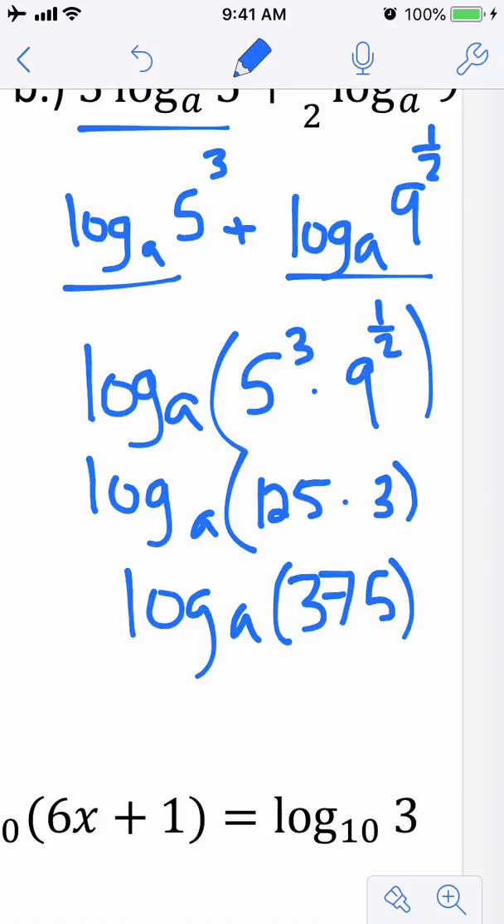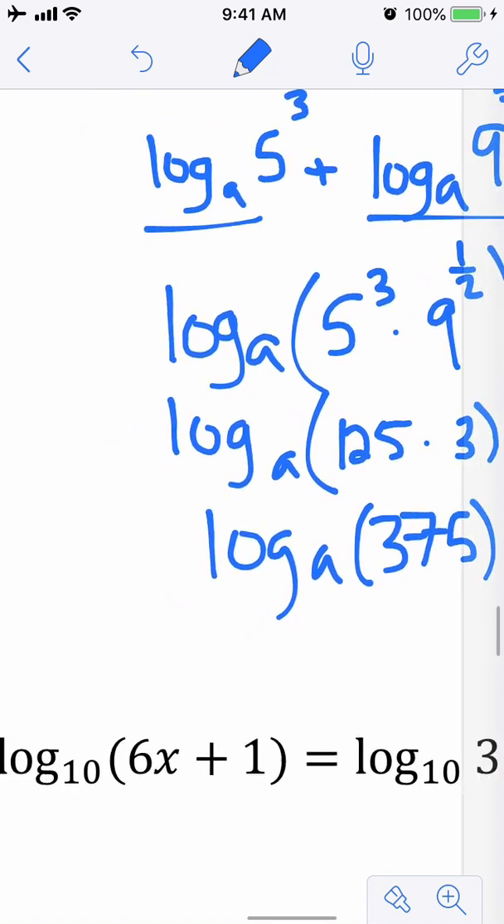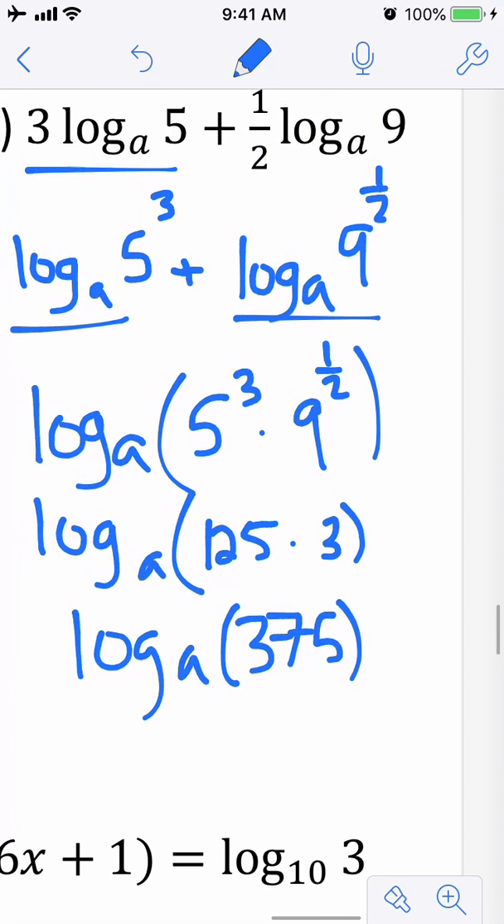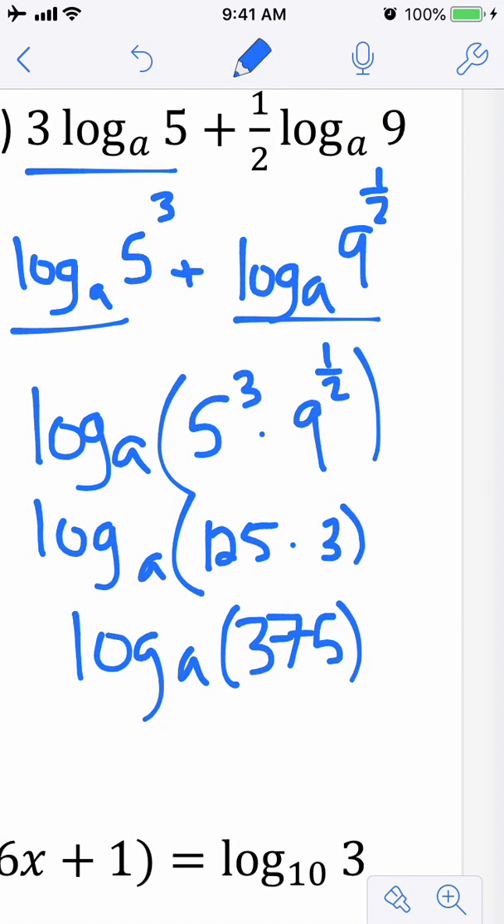If you have all numbers in that argument area, I think that's called the argument, then just roll with it, right? Simplify it. Nobody likes to look at 5 cubed times 9 to the 1/2. Change it to 375, and you're done. Cool. Easy peasy. Once again, maybe you chose a different route. Maybe you put them together first and then took care of the product rule. And you can definitely do that.